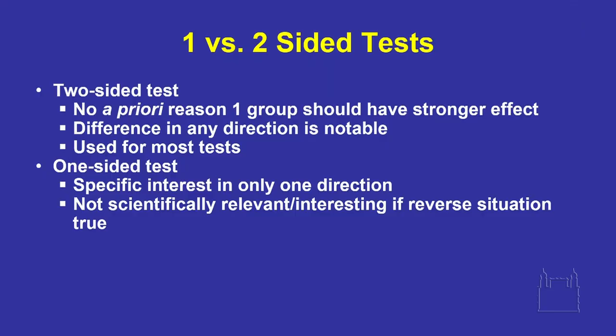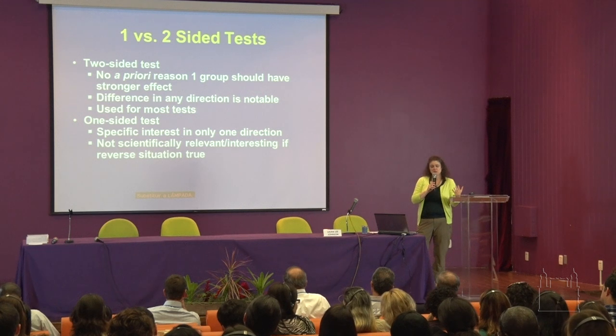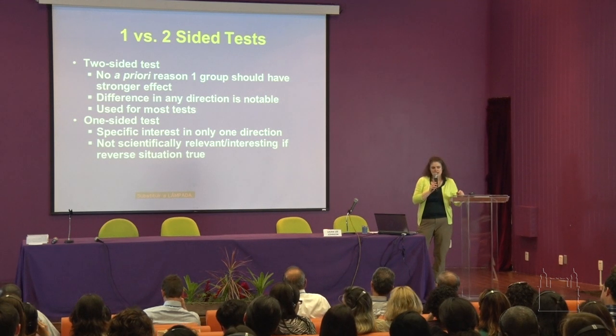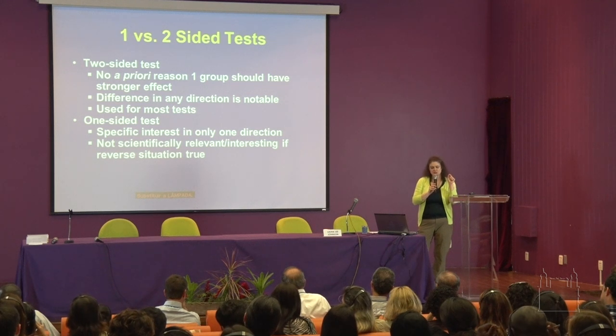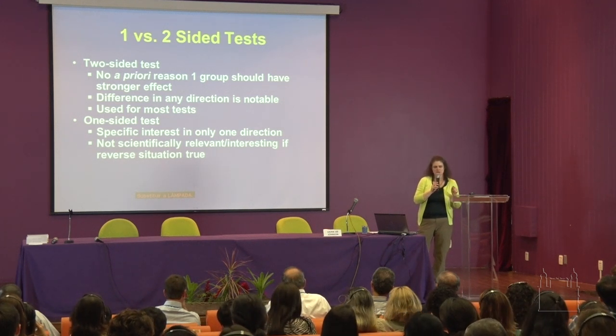So there's always controversy. Two-sided tests mean that for no a priori, no preconceived reason, one group should have a stronger effect. Really, you probably think they do. But I bring this down to a different idea, that the difference in any direction is notable. We care in either direction. And that is one reason that a two-sided test is used for almost all statistical testing in the medical sciences. A one-sided test could be used if you have specific interests in only one direction, and if it's not scientifically relevant or interesting if the reverse situation is true.